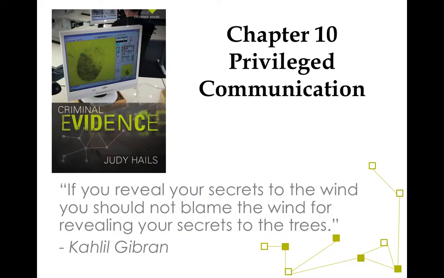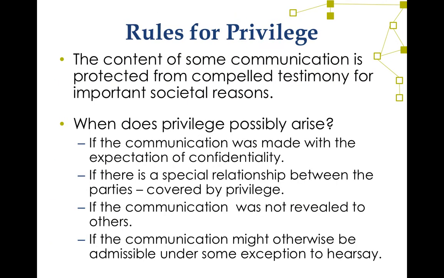In Chapter 10, we're going to talk about the various types of privileged communication. So, privilege means that the content of some communication is protected from compelled testimony, and there's usually important sociological, societal reasons for that. So, when does it possibly arise? Well, when we have communications where we expect confidentiality, generally when there's special relationships between the parties. The communication is not revealed to others and might otherwise be admissible under some exception to the hearsay rule.